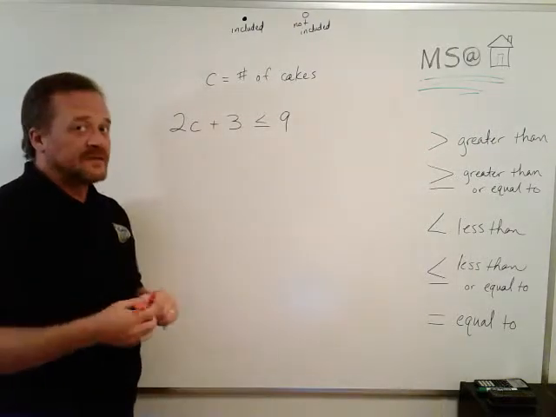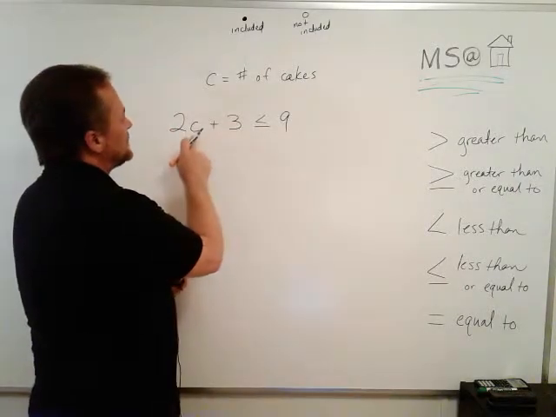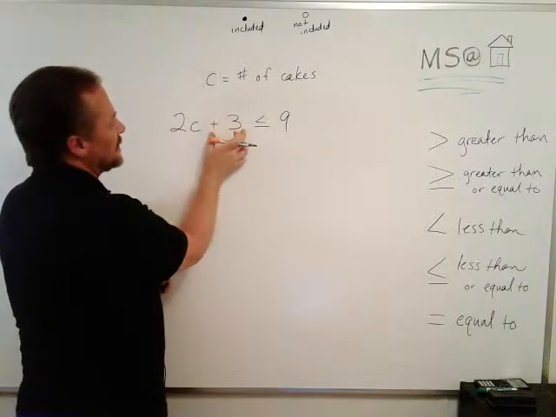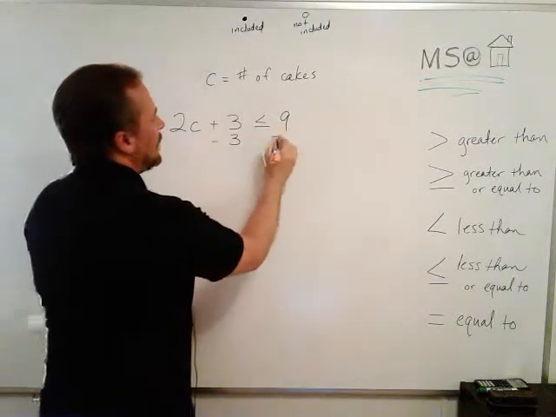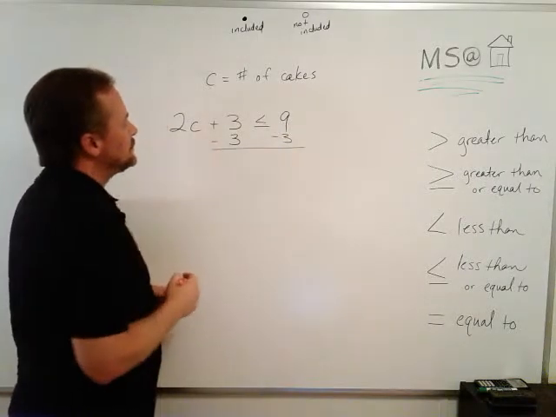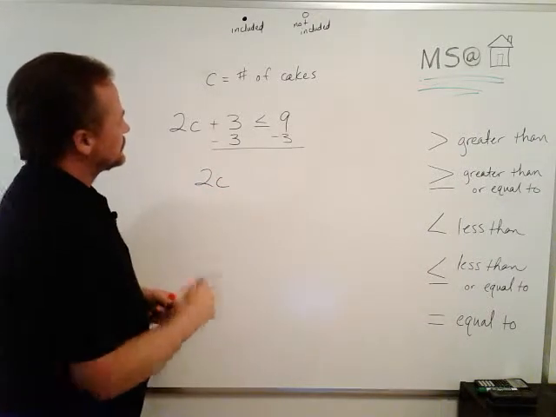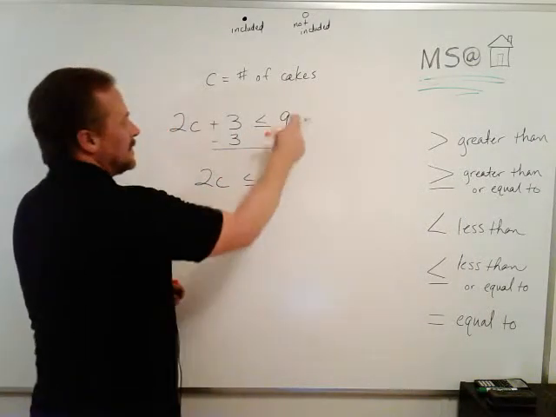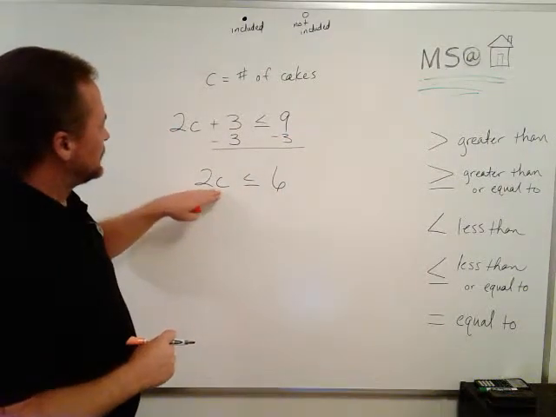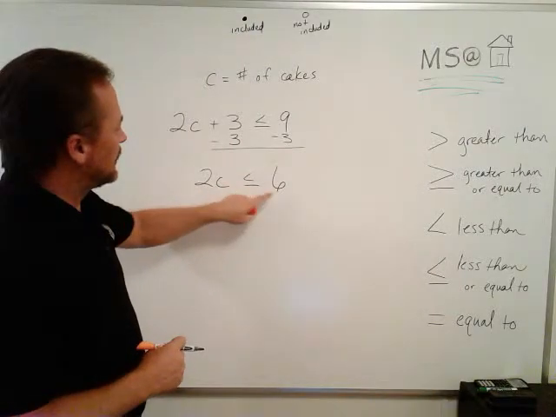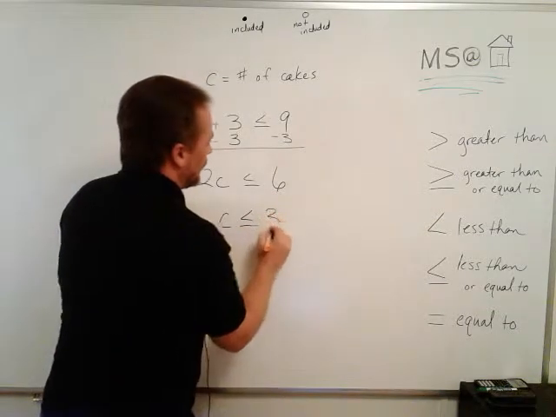Let's go ahead and solve this inequality, and then we'll see if our answer makes sense. First of all, I want C to be by itself. Let's get rid of this guy first. I get rid of a plus 3 by its inverse operation, and the same thing to both sides, right? This gives me 0, so the only thing left on this side is 2 times C is less than or equal to 9 minus 3, which is 6. Okay, so if 2C is less than or equal to 6, then C is less than or equal to 3.